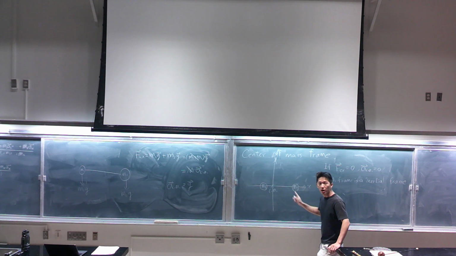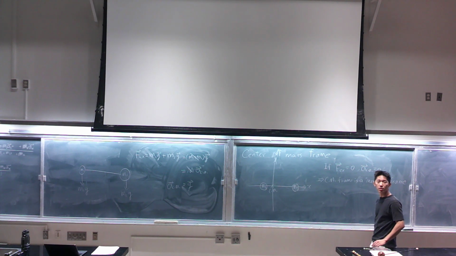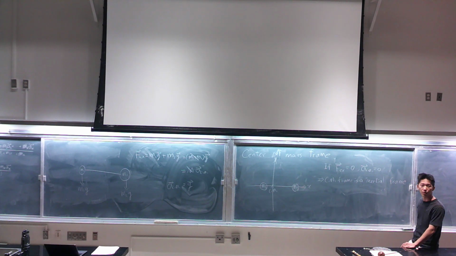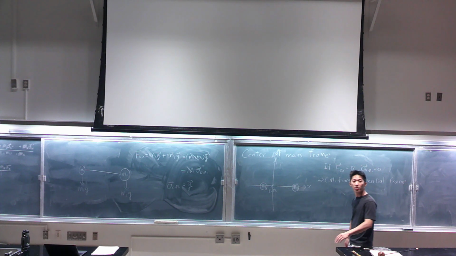The gravity between them is an internal force. It comes from inside the system. There's no force coming from outside the system, and the center of mass will have 0 acceleration. So the center of mass frame will be a perfect inertial reference frame for us to work on the problem.